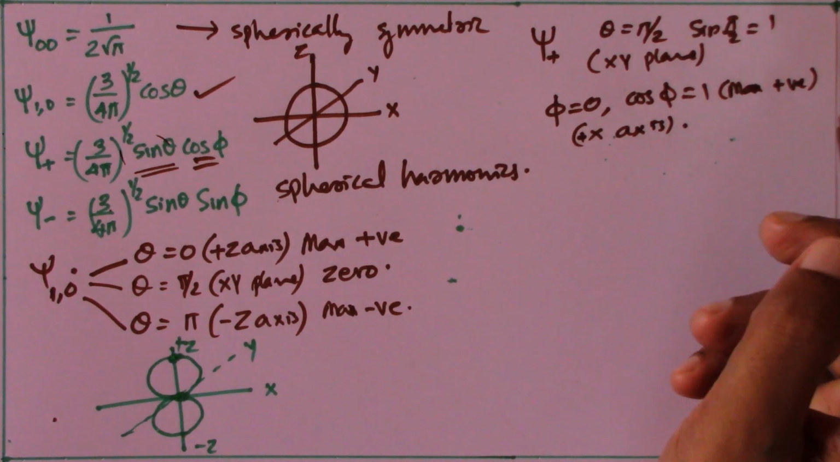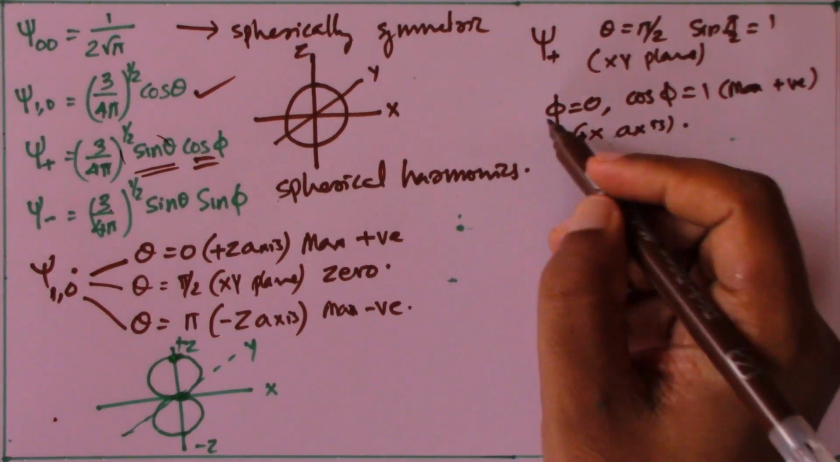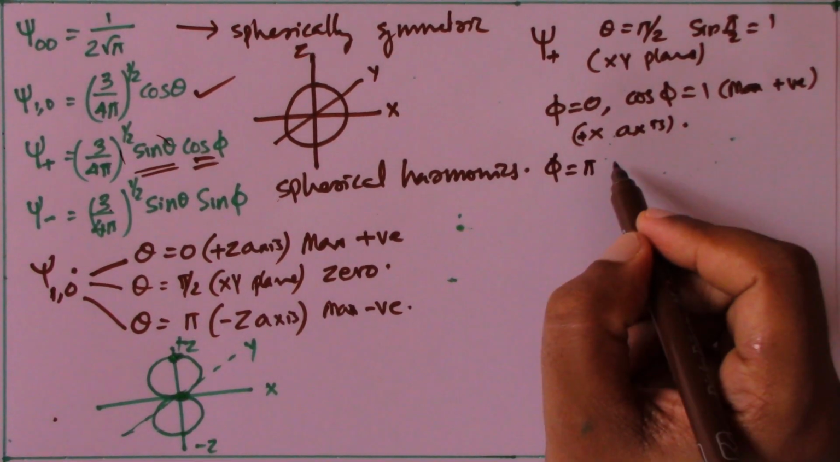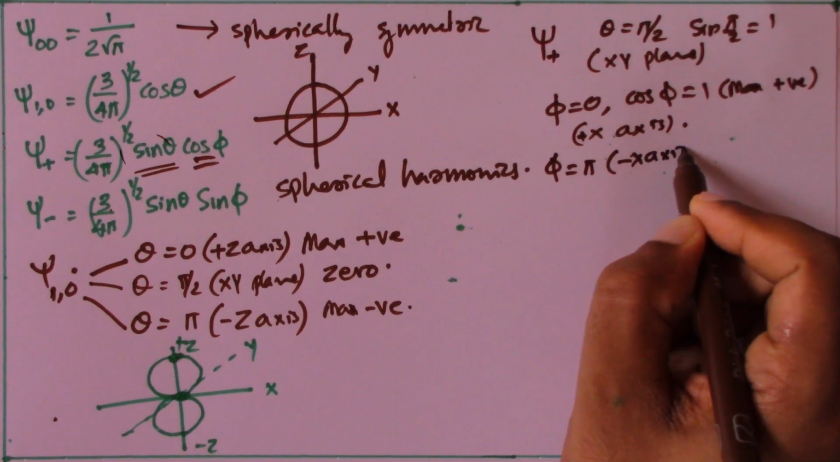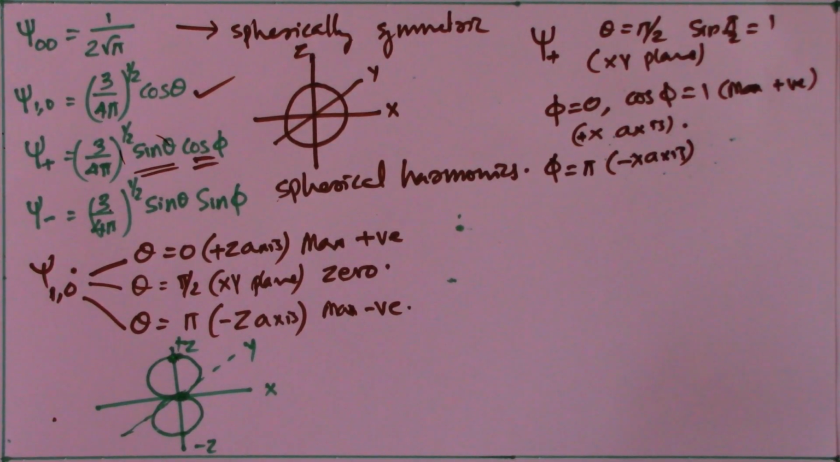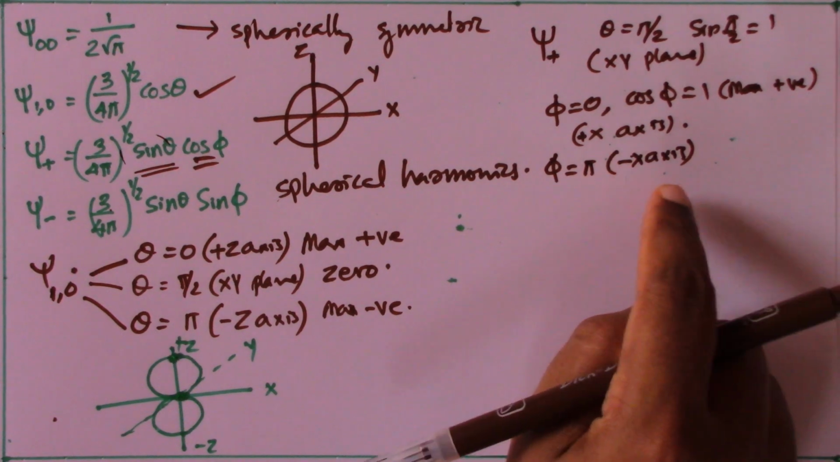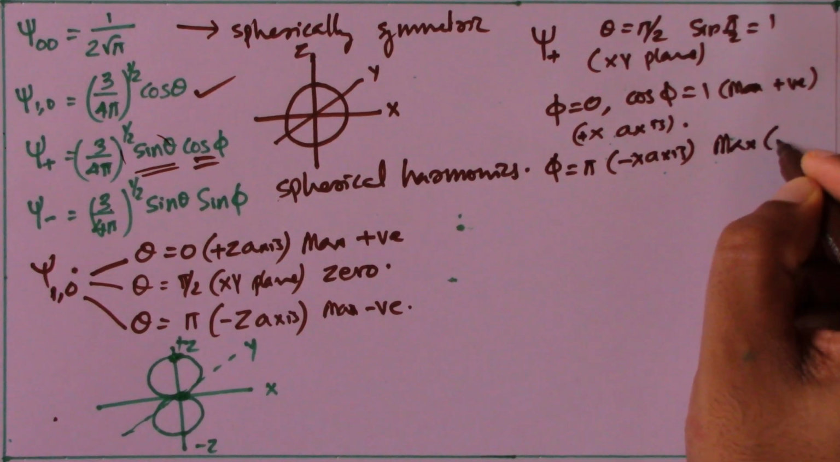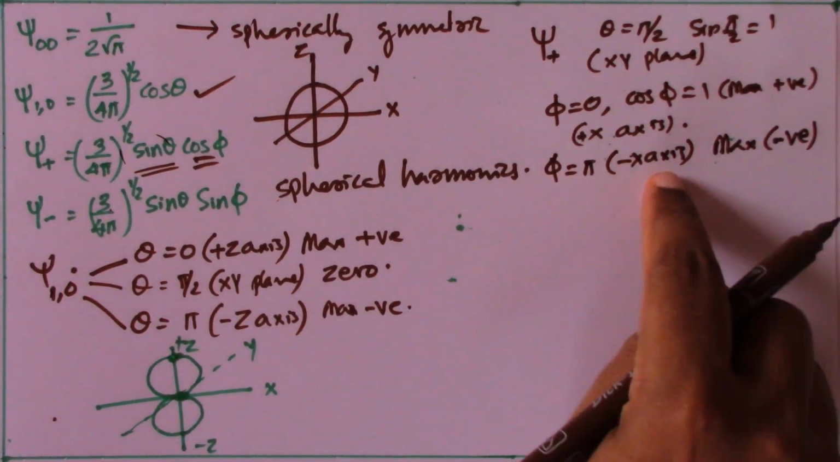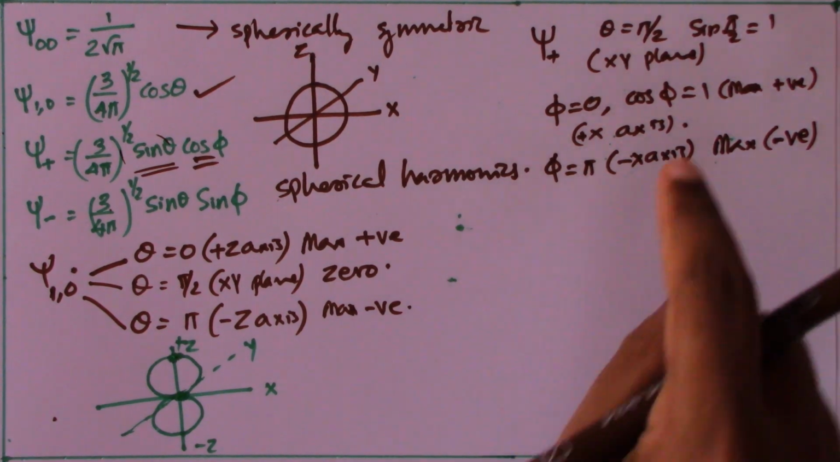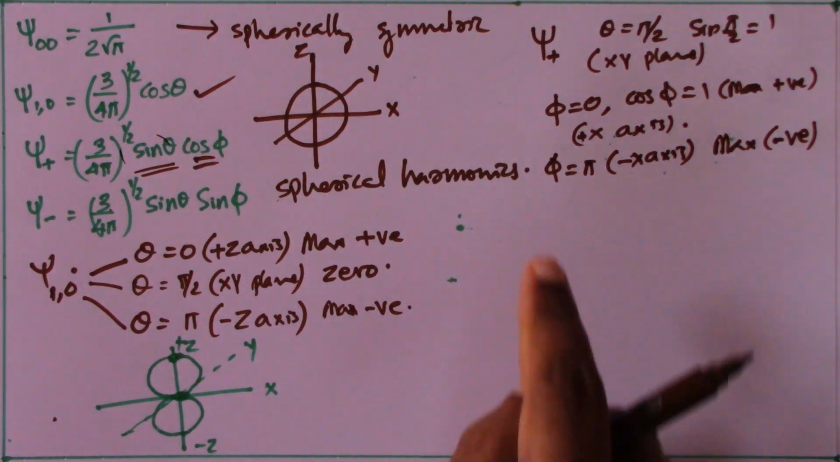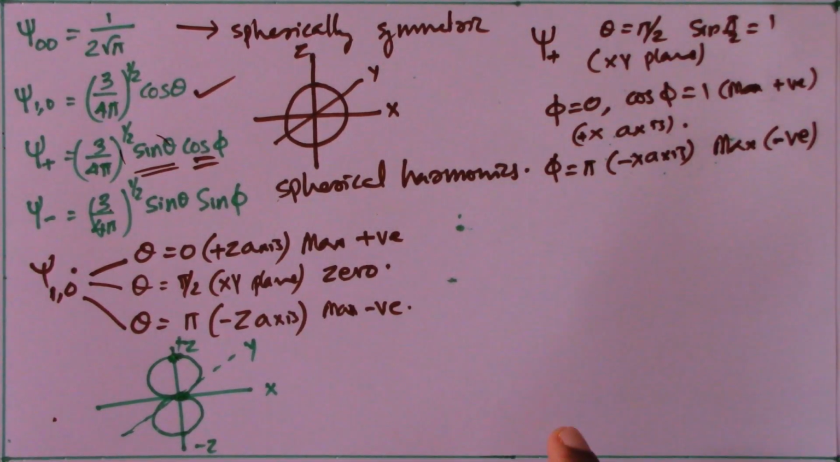And if you are looking into the next direction, that is phi is equal to pi. Phi is equal to pi is in the minus x-axis. When phi is equal to pi, then cos pi gets its maximum negative value. Cos phi is equal to minus 1. So maximum negative value in the minus x-axis. So this function gets its maximum positive value in the plus x-axis, and its maximum negative value in the minus x-axis in terms of phi.